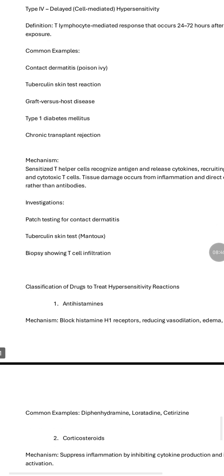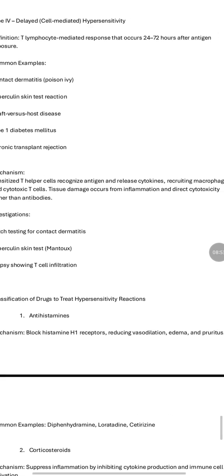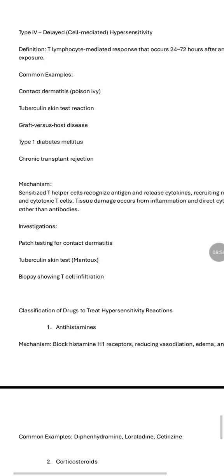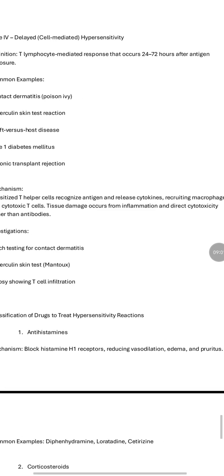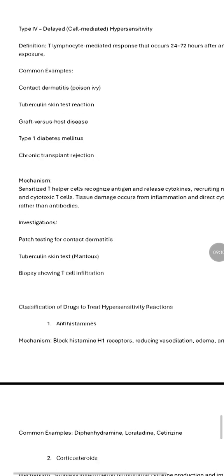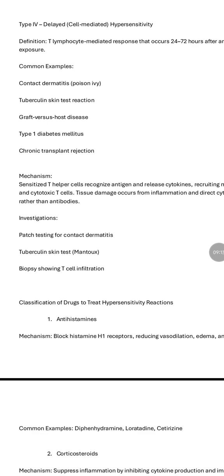Now the mechanism, meaning the mechanism that takes place. T helper cells have been sensitized. They recognize an antigen and release cytokines. These recruit macrophages and cytotoxic T cells. Tissue damage occurs from inflammation and direct cytotoxicity rather than the antibodies we see in the other reactions. One of the best examples is TB.